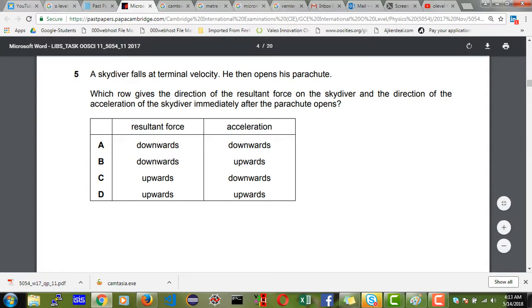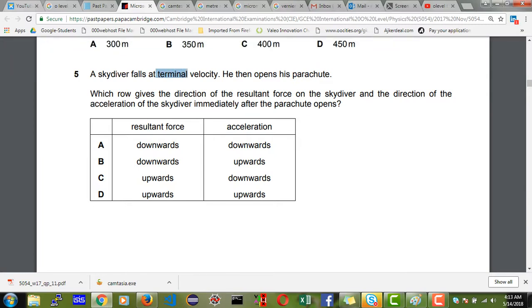When a skydiver falls at a terminal velocity, what does terminal velocity mean? Terminal velocity means the object is traveling at constant speed. That means it has no resultant force, or the resultant force is zero. More precisely, the weight of the parachutist or skydiver is equal to the drag force or air resistance. But when the parachute is open, the air resistance and drag force increase, but the weight remains constant. As a result, there is an upward resultant force acting on the skydiver. So the resultant force is acting upwards.